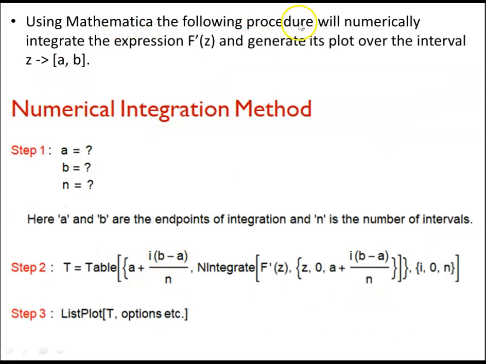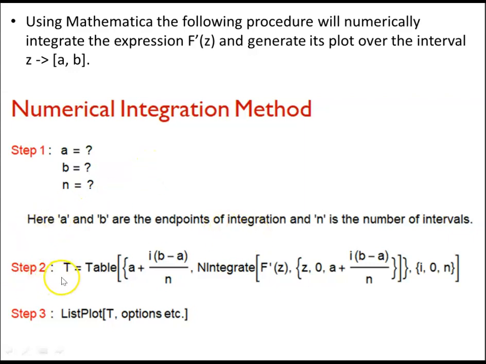So using Mathematica, the following procedure will numerically integrate the expression f dash of z and generate a plot over the interval z from a to b. Step one is to set a, the lower endpoint, b, the upper endpoint, and how many dots you want, how many intervals. Sometimes it's better to have more, as it increases your confidence in the end result.